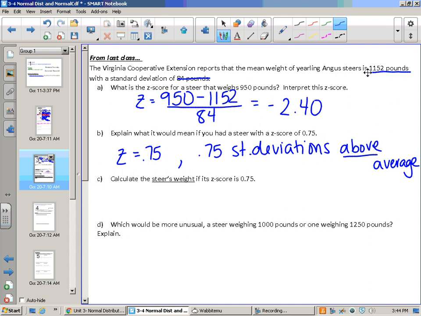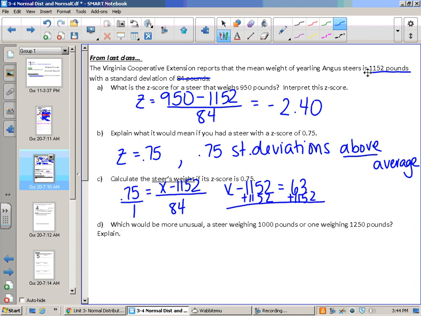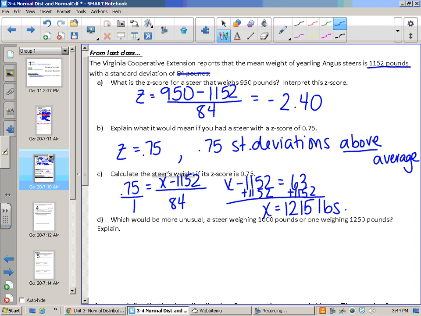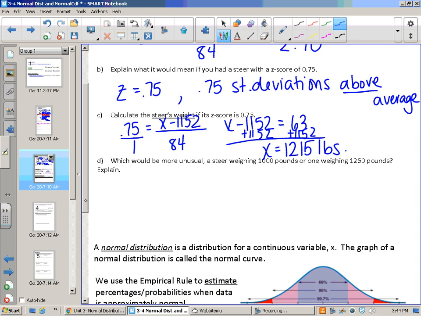Calculate the steer's weight if the z-score is 0.75. Okay, so 0.75, the z-score, equals the value minus the mean divided by the standard deviation of 84. So we can cross multiply here. We get x minus 1152 equals 0.75 times 84, which is 63. Add the 1152 to both sides. So a little bit of algebra here, more than we're used to. And we get the weight to be 1,215 pounds. Okay, so we use the z-score formula to solve.